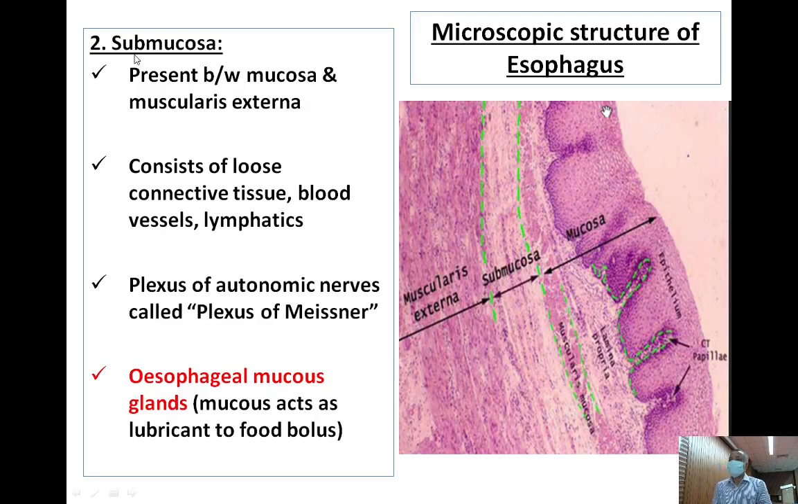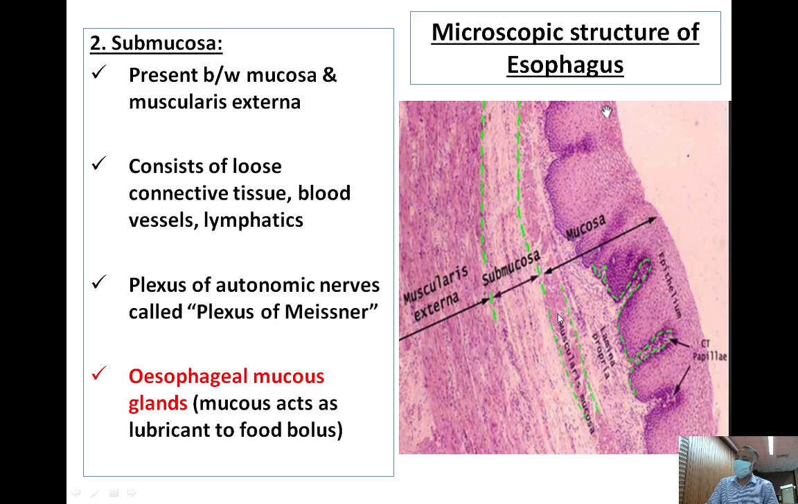Then submucosa, again it is present between the mucosa and the muscularis externa. Already I have said. So here you see, this is our mucosa. Mucosa means lining epithelium, then lamina propria, then muscularis. This is our muscularis interna. This is our lining epithelium, non-keratinized stratified squamous epithelium. Then we have the lamina propria made up of loose connective tissue. Outer to that we have the muscularis mucosae, that is our smooth muscle, inner circular fiber, outer longitudinal fiber.